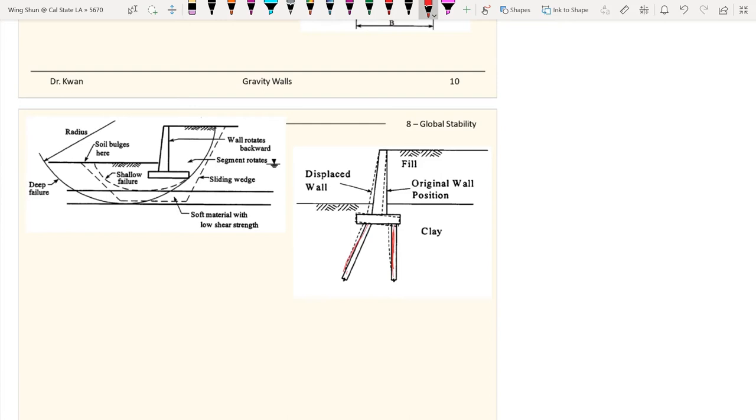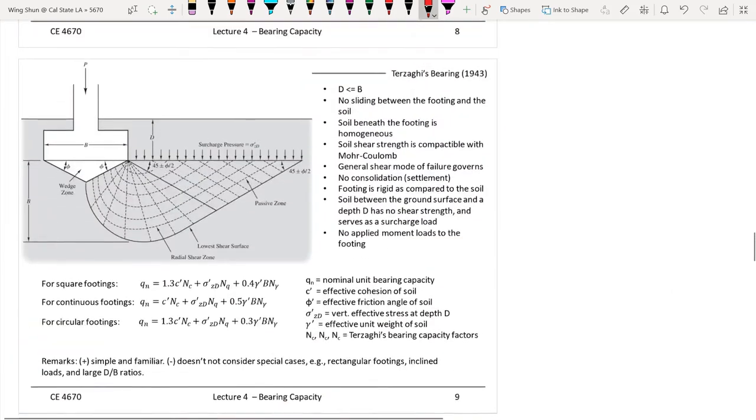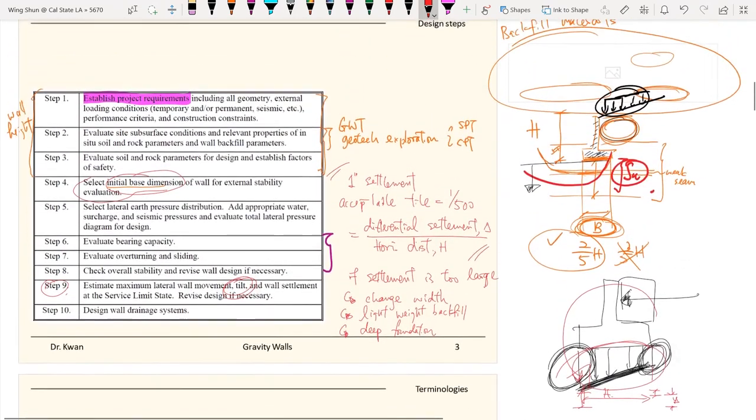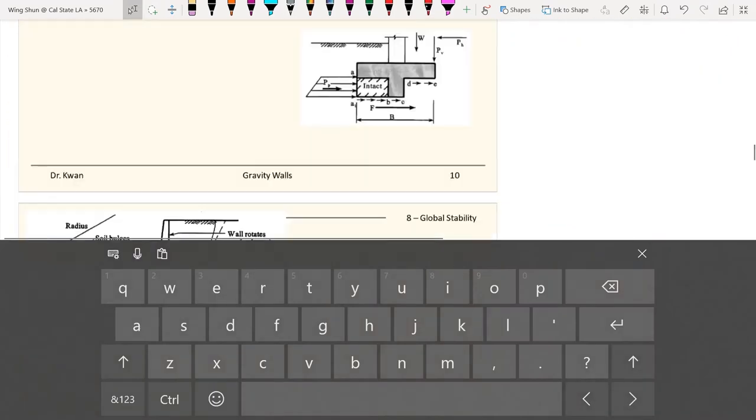So in that case, you bypass the loading through the soft soil layers, and the loading goes directly to the stiff soil layers, and it helps you to minimize the settlement issue. So that's pretty much step number nine of our design steps.